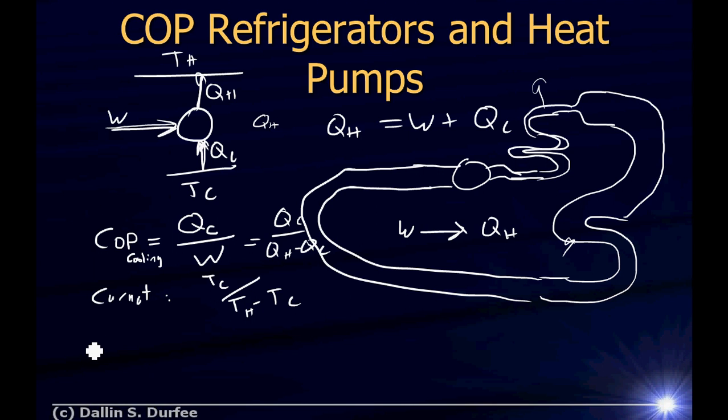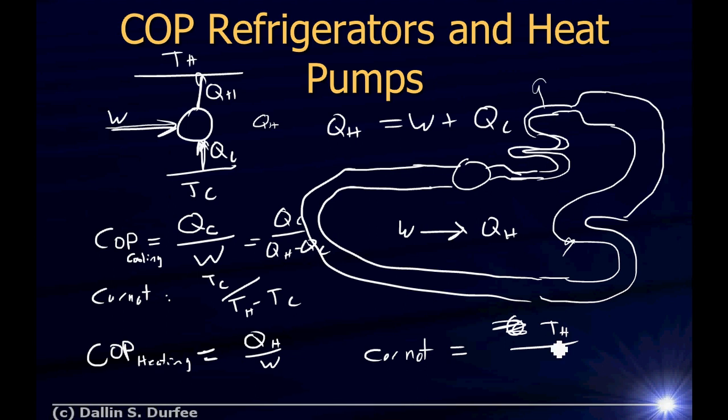So for the coefficient of performance for heating, we're going to take the thing that we want, which is Q hot, divided by what we put in to get it, which is work. So the coefficient of performance that we care about is different if we're trying to cool something or if we're trying to heat something. The Carnot efficiency for heating, then, is going to be, instead of Q, we're going to put in T hot, and work, again, is going to be Q hot minus Q cold, so we'll put in T hot minus T cold.